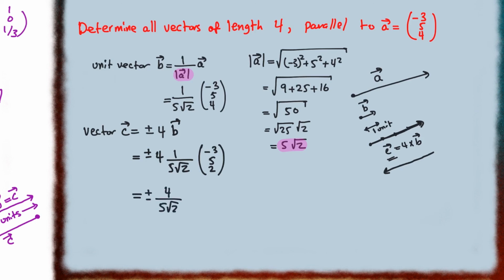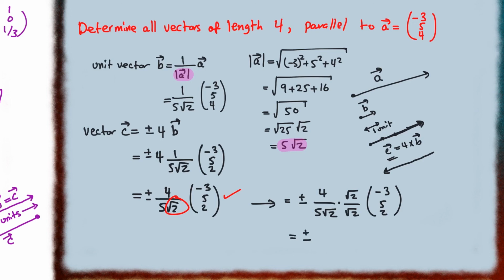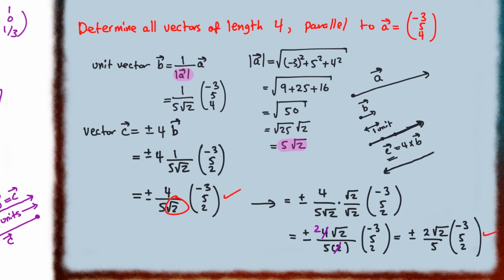Now, sometimes your teachers might be okay with leaving your final answer like this, but in most cases, you will have to rationalize your value. So we have 4 over 5 root 2. We can't have root 2 in the denominator in standard form, so we have to multiply the whole thing by root 2 over root 2, which is 1. Once we do that and simplify everything, we get plus or minus 2 root 2 over 5 multiplied by the components negative 3, 5, and 4. And that's the rationalized form of our answer.